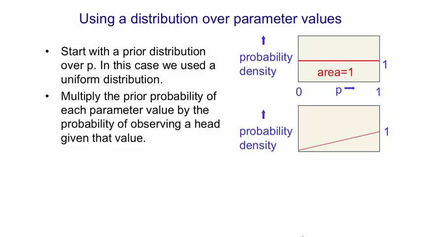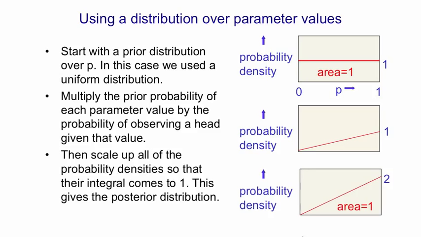That's our unnormalized posterior. It's unnormalized because the area under that line doesn't add up to 1. And of course, for a probability distribution, the probabilities of all the alternative events have to add to 1. So the last thing we do is we renormalize it. We scale everything up so the area under the curve is 1. And now if we started with a uniform prior distribution over p, we end up with this triangular posterior distribution over p, having observed one head.